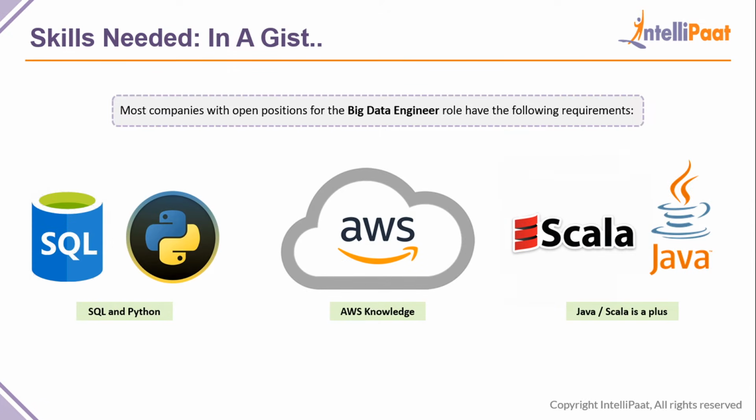So if I have to tell you the skills in a gist, you're going to need to work with SQL and Python. You're going to need some cloud computing knowledge, AWS, which is Amazon Web Services, or Microsoft's Azure. And after this, if you have skills in Scala, if you have skills in Java, this is a huge plus in the world of big data, guys.